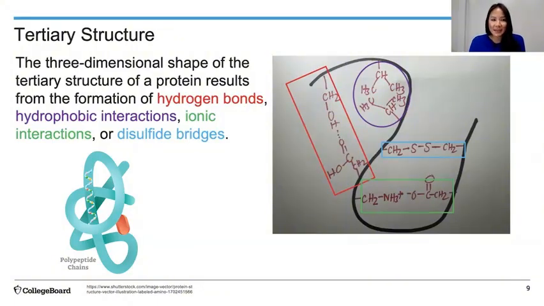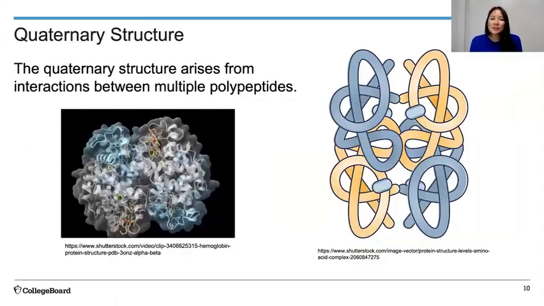This is when my protein has that three-dimensional shape of the tertiary structure of a protein resulting from the formation of my different R group interactions, those hydrogen bonds, those hydrophobic interactions, those ionic interactions, or those disulfide bridges. So again, that R group interactions is going to drive the folding of this tertiary structure to give it that 3D shape. Sometimes we'll have quaternary structures.